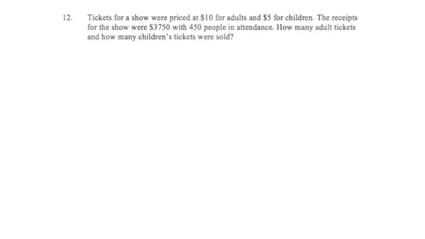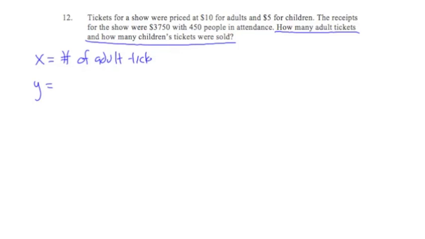Okay, now let's take a look at question 12. Question 12, we're asked to solve this story problem using a system of equations. I know that I need to use a system here because we have two unknowns. When you look at the end of this question, how many adult tickets, how many children's tickets were sold, that is two unknowns. So I want to first identify these two unknowns. Let's let x equal the number of adult tickets, and we'll let y equal the number of children's tickets.